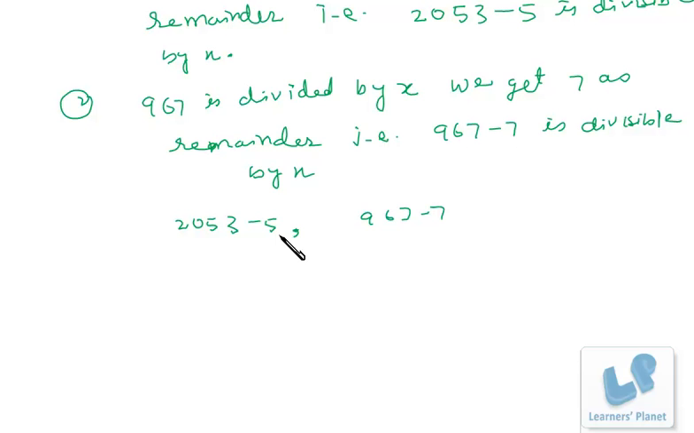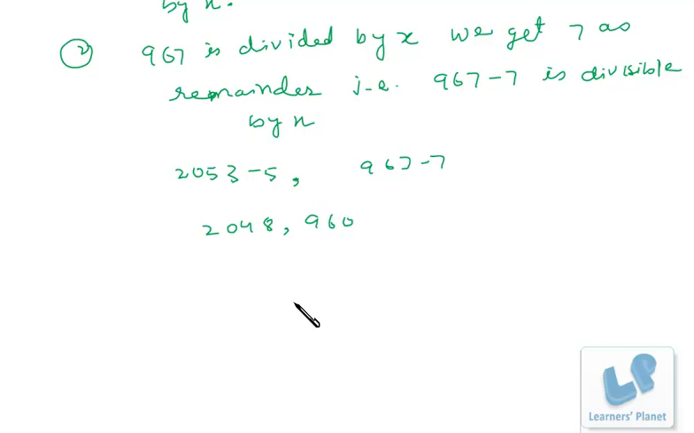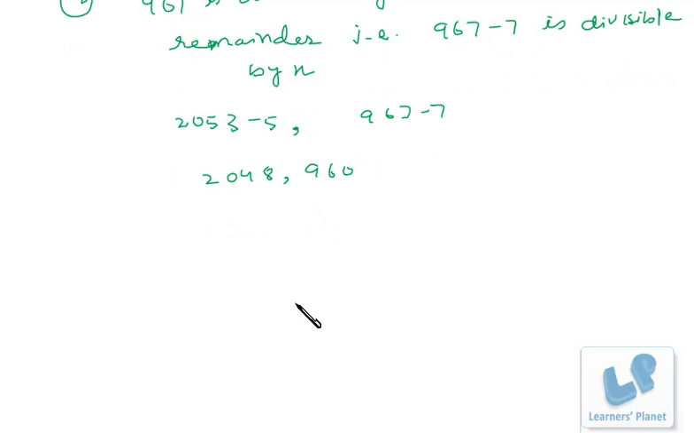Now 2053 minus 5 is 2048 and 967 minus 7 is 960, right? Now we have to get the highest common factor of 2048 and 960. I hope you are getting me. So this can be done by the prime factorization method and the division method both as well, right? In the previous question I took the division method, so in this question I just take the prime factorization method, right?